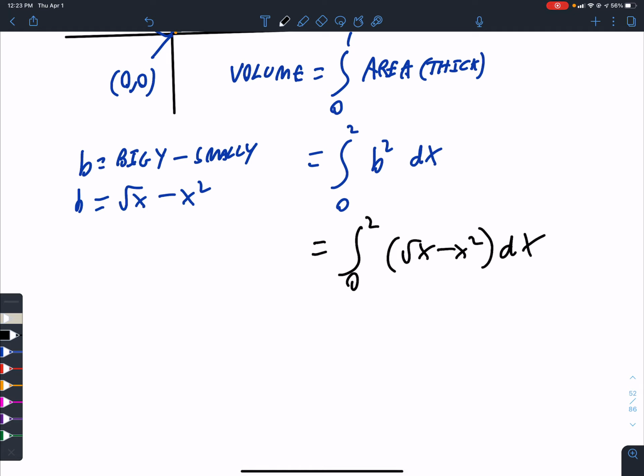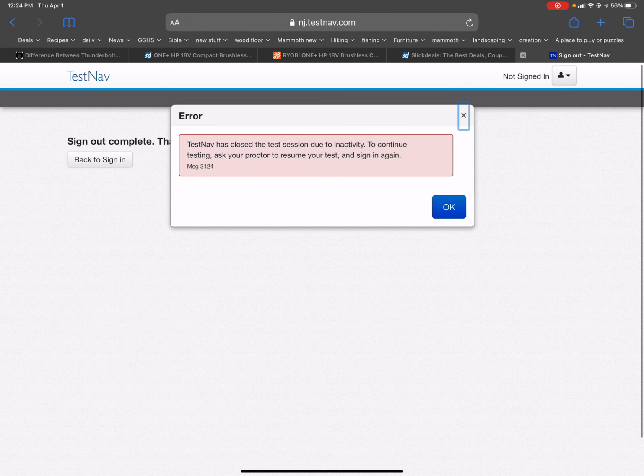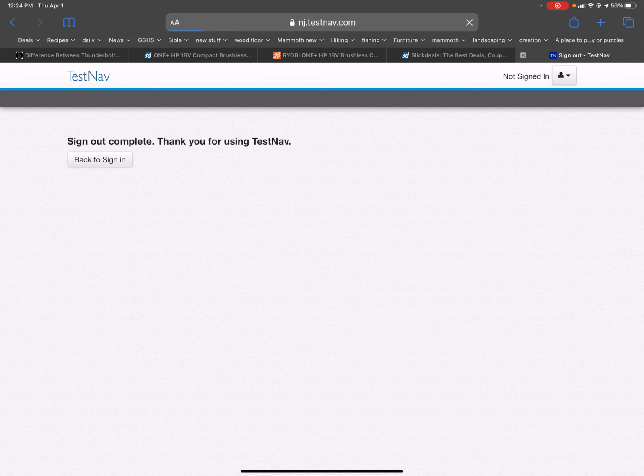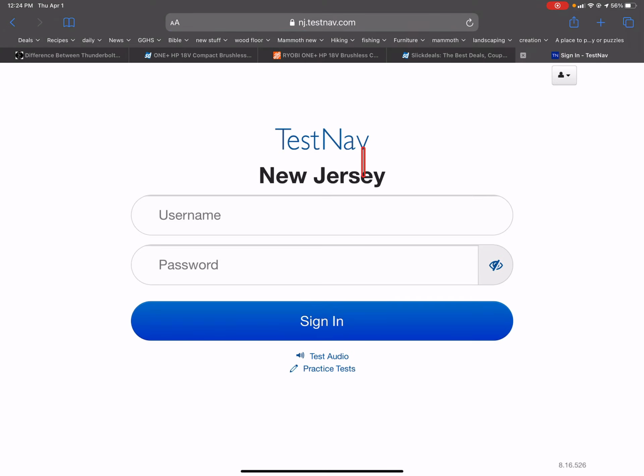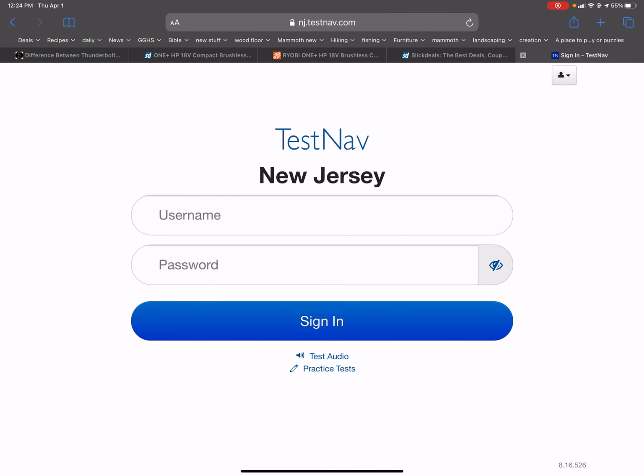So see if I can memorize this. Radical x minus x squared. Radical x minus x squared. Uh-oh, I need to refresh. Radical x minus x squared. I guess I was idle too long. I had to start over here.